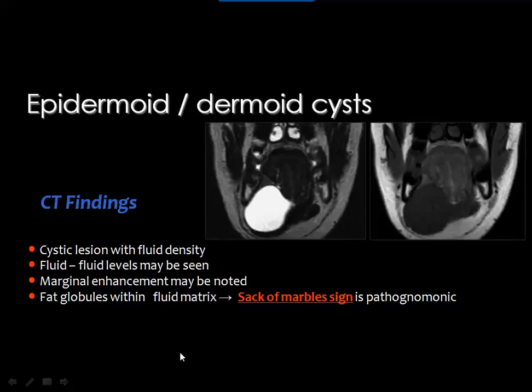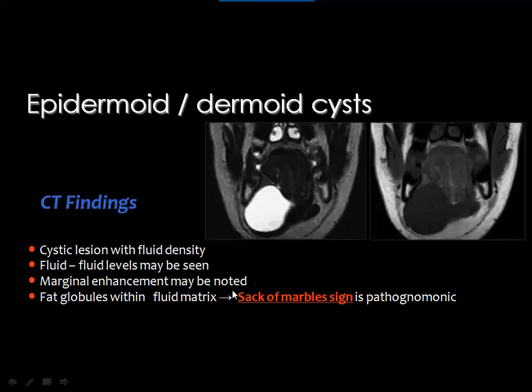And sometimes the cyst is not exactly in the midline. It has a component in the midline, but is slightly off the midline. Then this lesion contains fluid and there is no evidence of fat. Then you think of epidermoid and dermoid as possibilities, and sometimes if there is fat you may get some fluid levels, and also in a few cases you may have marginal enhancement of the lesion.